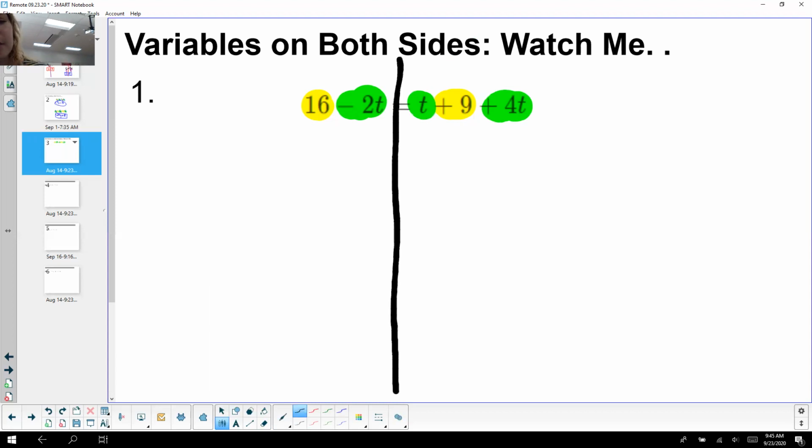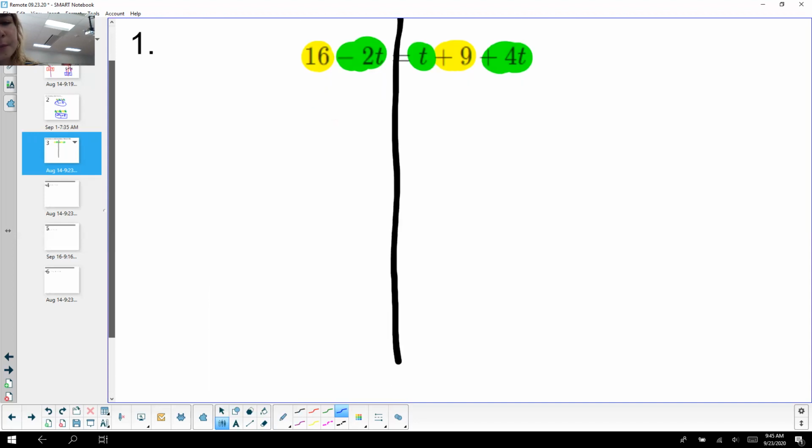Then I'm going to draw my line down the middle so I can remember to do my steps on either side of the equal sign. Now, I want you to look at the left side and the right side separately. So 16 and -2t. I want you to think, is there anything that I can simplify or combine on the left side of the equal sign? The answer is no, because we've got a constant and a variable term. So I'm just going to go ahead and bring those down, negative 2t.